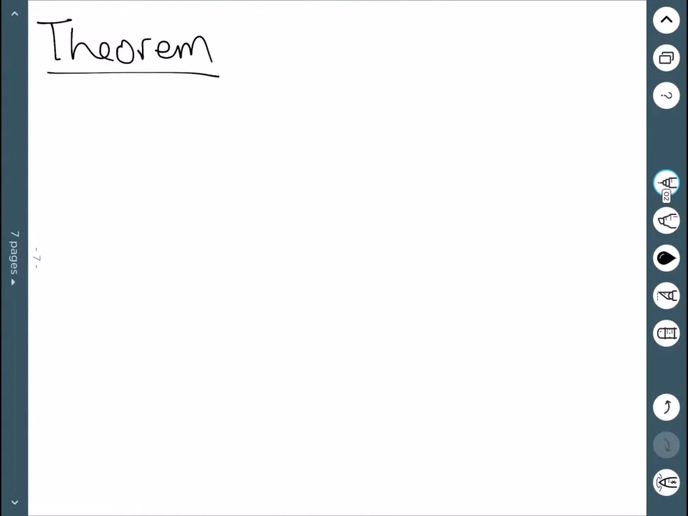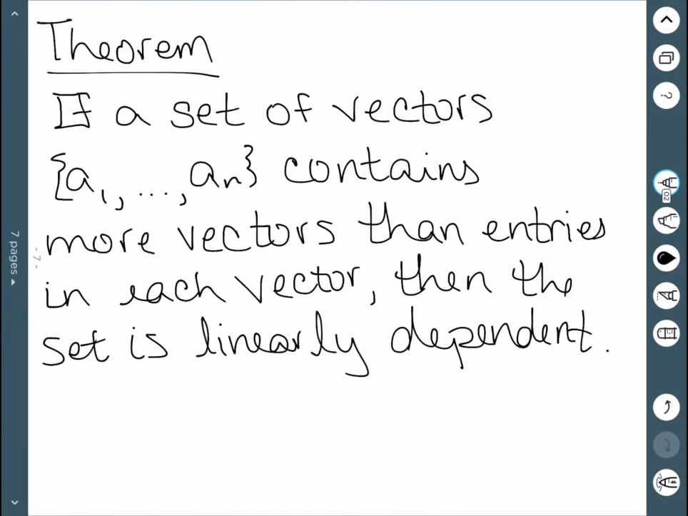We have one more theorem that concerns a special set that can easily be determined if it's linearly independent or dependent. If we have a set of vectors a1 through an that contains more vectors than entries in each vector, the set is automatically linearly dependent. And next, we will talk about the proof of this.